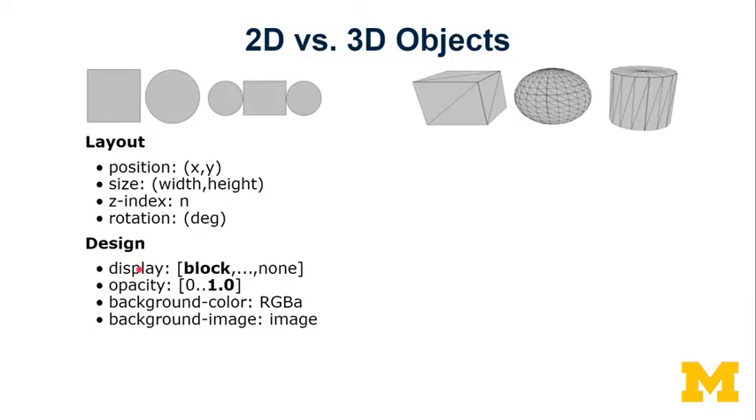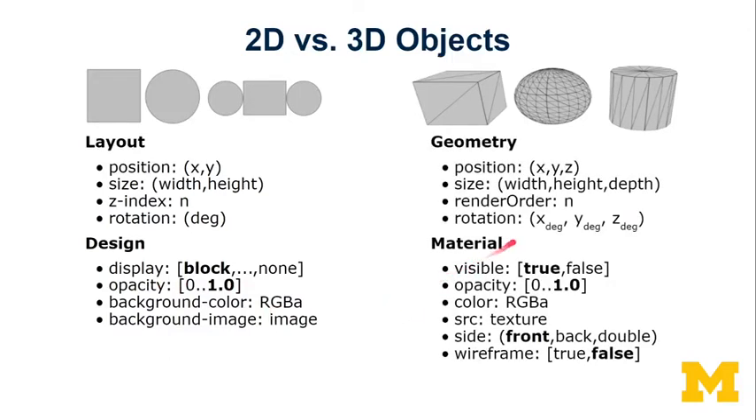The important ones, I would say, are display, so whether something is visible, and then it could be inline or block, or not visible. We can control transparency using opacity, where setting it to 1 would make it fully visible, and then have a background color and an image. So how does this work in 3D?